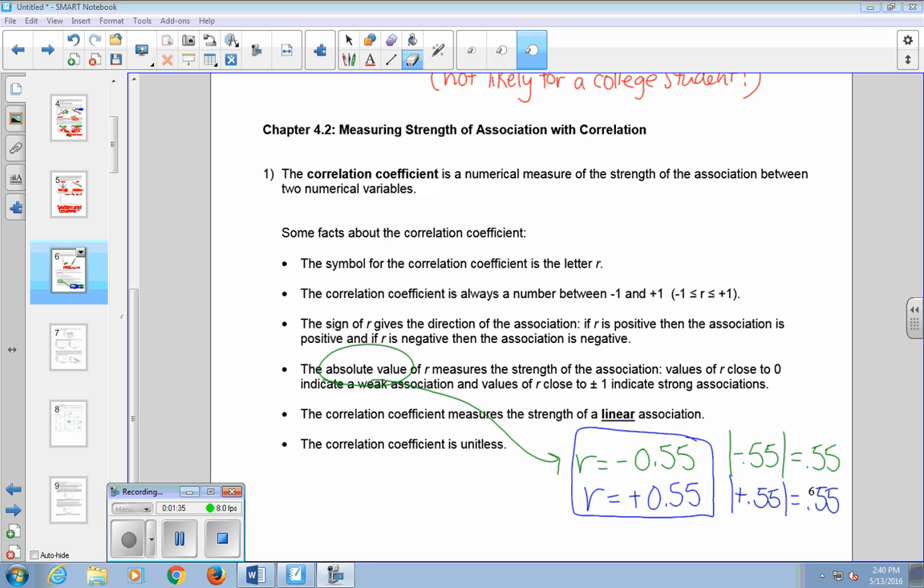Next one, correlation coefficient measures the strength of a linear association. Doesn't do nonlinear, so we can only use it when we know we have a linear association, which means we're always going to want to look at a scatter plot.